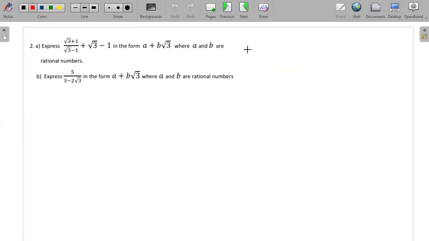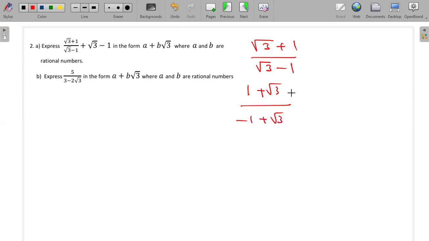So let's do that. The first part, you have root 3 plus 1 over root 3 minus 1. To get it in that form, you have to rationalize the denominator first. So we consider this first part here. I'll rewrite this as 1 plus root 3 over negative 1 plus root 3. Then I rationalize the denominator by multiplying by the conjugate, which is negative 1 minus root 3, like that.